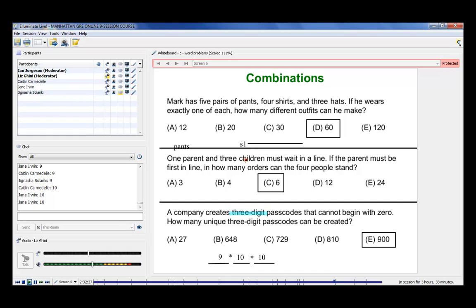Smile at me if this makes sense. If it does, I want to move on. Okay, good. All right, now I have a more challenging type.